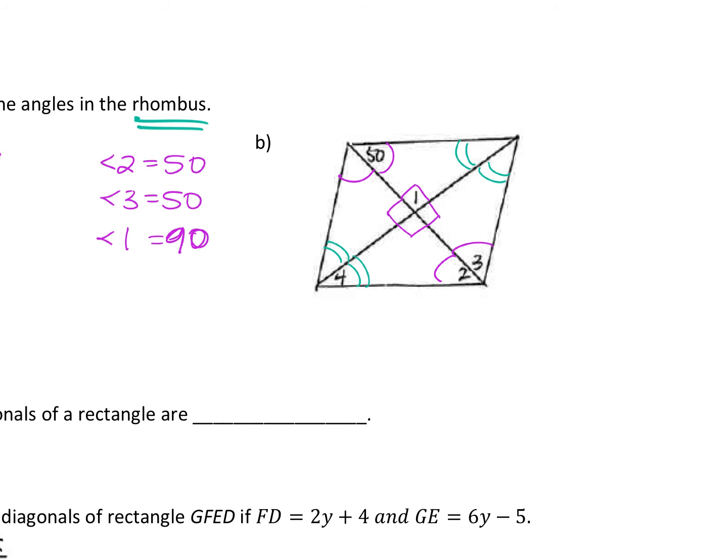Okay, so if this is 90 and this is 50, then you have 90, 50, and 4 that make a triangle. So that's going to be what? 40 degrees. A measure of angle 4 plus 90 plus 50 should add up to 180.